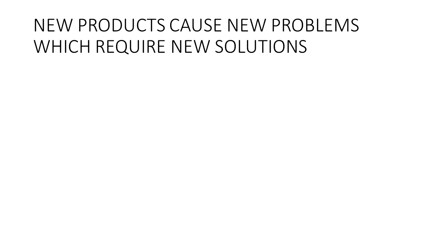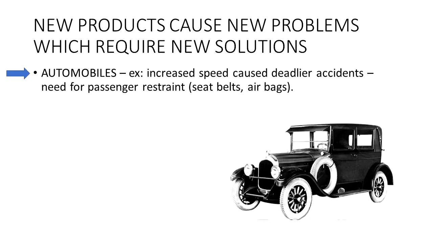New problems often come from new products or new product types, and these new problems require new solutions. So this is another place to look for generating ideas. Here's a few quick examples. Automobiles, when they came out and finally replaced the horse and carriage, resulted in increased speed that caused deadlier accidents and a need for passenger restraints such as seat belts and later on airbags.